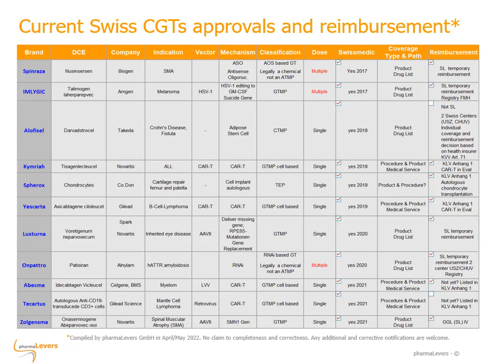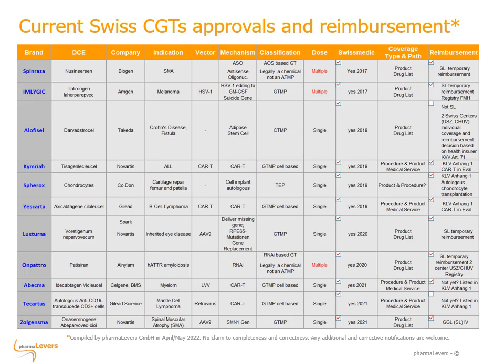This slide lists the cell and gene therapies approved and reimbursed in Switzerland until May 2022. Between 2017 and 2021, 11 cell and gene therapies were approved by Swissmedic. 9 out of 11 products will be refunded. 2 are limited to centers or are still under investigation.